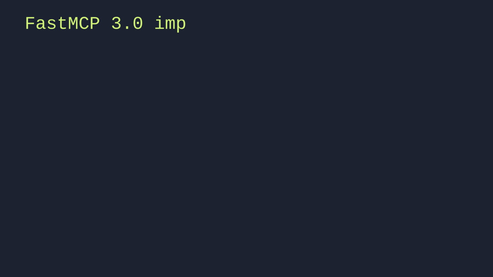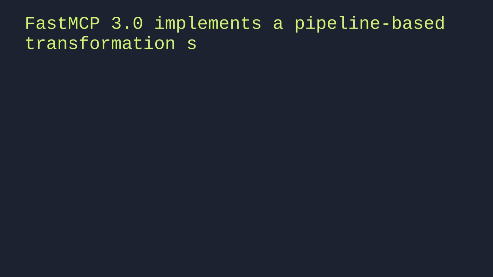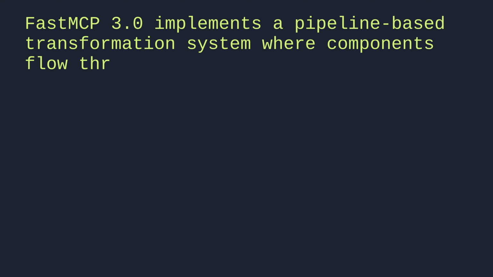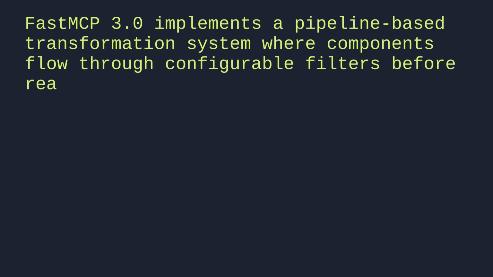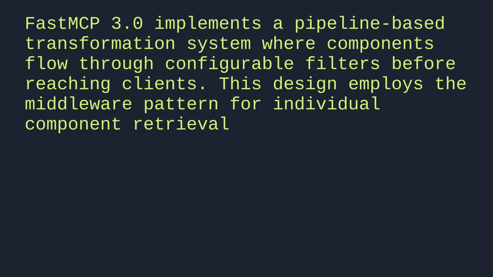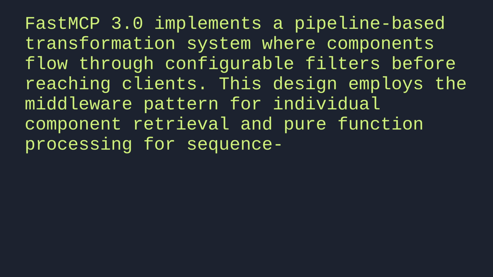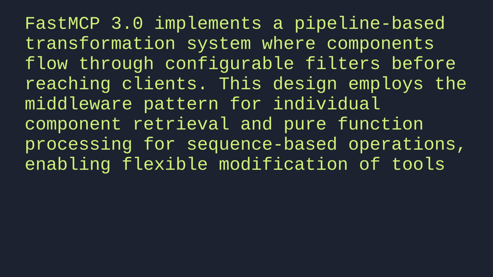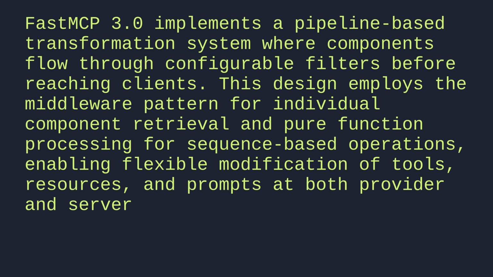FastMCP 3 implements a pipeline-based transformation system where components flow through configurable filters before reaching clients. This design employs the middleware pattern for individual component retrieval and pure function processing for sequence-based operations, enabling flexible modification of tools, resources, and prompts at both provider and server levels.